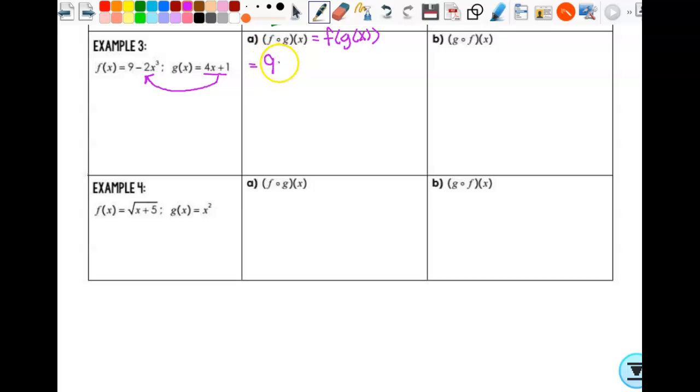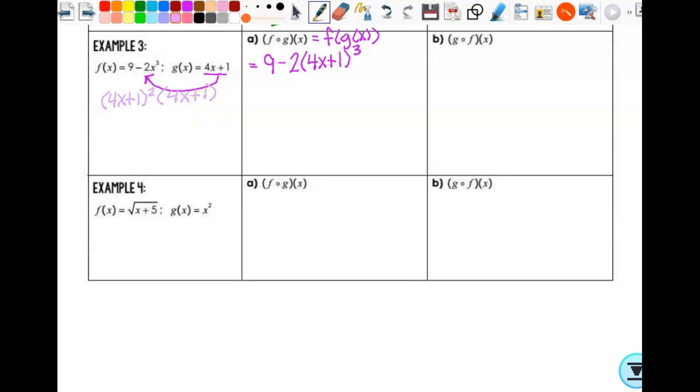So I have 9 minus 2 times 4x plus 1 cubed. This time it is cubed. Okay. Can I distribute that 2? No. Can I do 9 minus 2 and get 7? No. I have to take care of my exponents first, right? So I'm going to come over here. That is the same thing as saying 4x plus 1 squared times 4x plus 1. Would you agree with that?